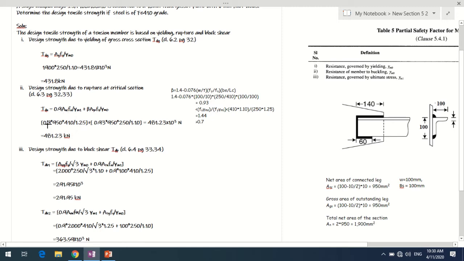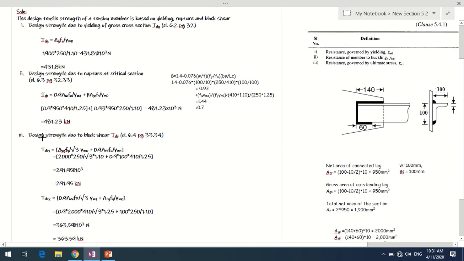When you substitute for all these, ANC, AGO, beta, and the stresses Fu and Fy, the design tensile strength due to rupture at the critical section comes out as 481.23 kilonewtons. This is the second governing strength over here, that is based on rupture at the critical section, 481.23.